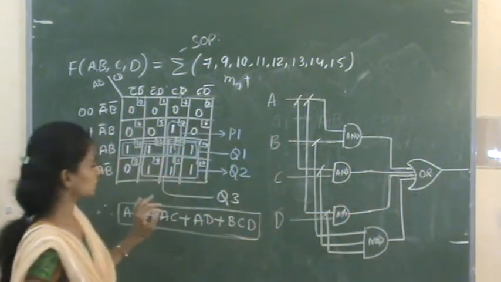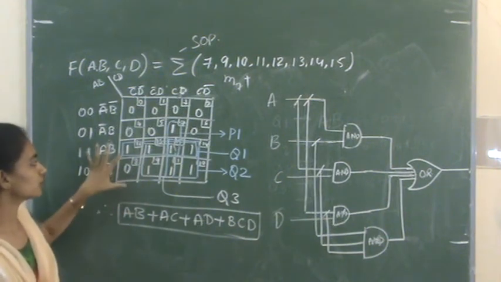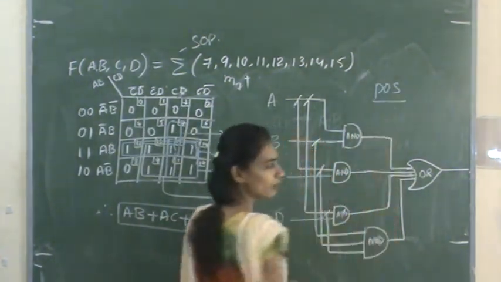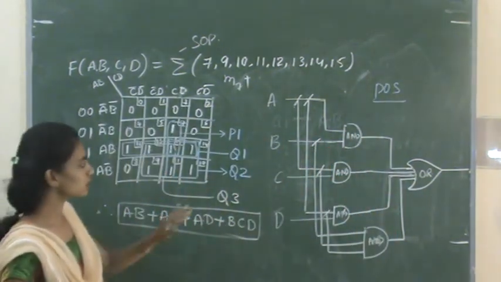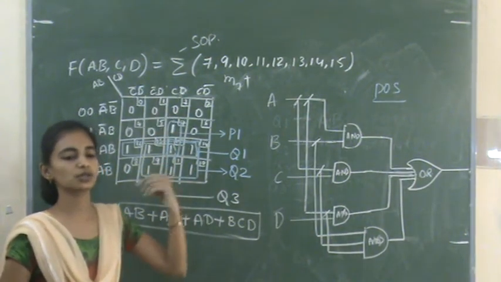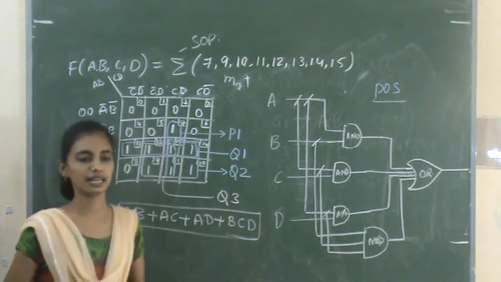Next, after this, you have to do this for POS also. The same thing will be performed for the POS. In that, it will just change to the OR operation. That has to be learned in the next class.